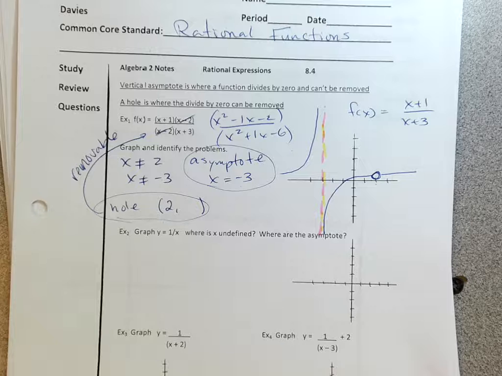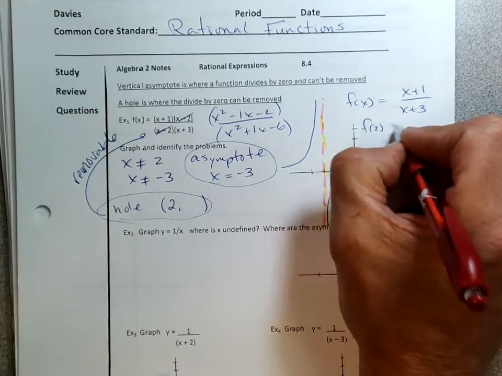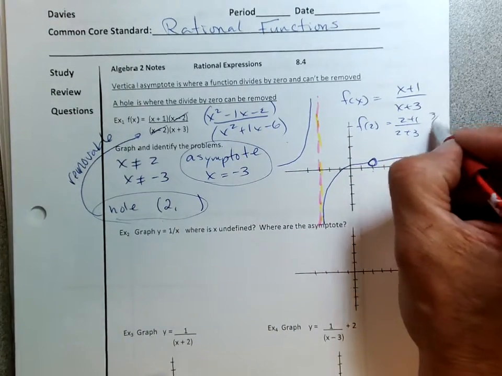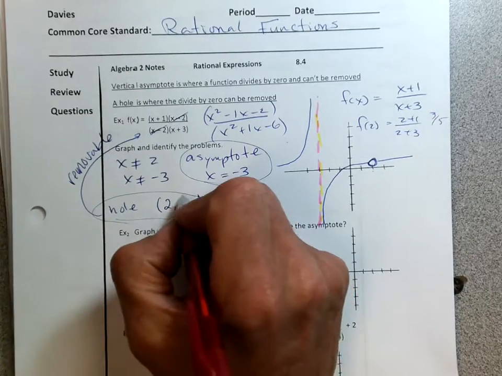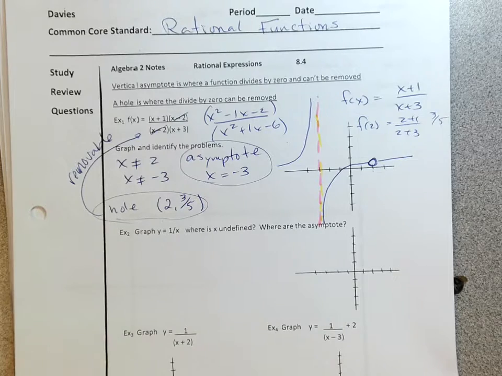If I plug 2 in, I'll get its corresponding y value. Even though it's a 0, even though it's a hole, we'll know where to put the hole. Let's say this again. Once you cancel out its problem, you can plug it in. Even though it's a hole, you can find out where the hole is. So f of 2 is really 2 plus 1 over 2 plus 3, which makes 3/5. So my hole is at 2, 3/5. That's the coordinate of my hole.